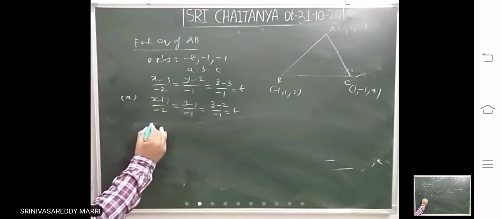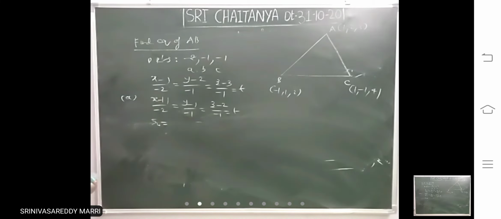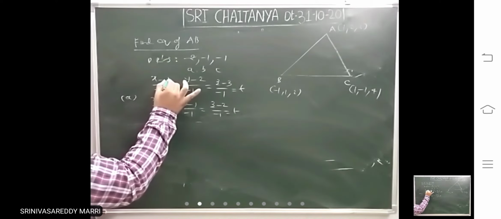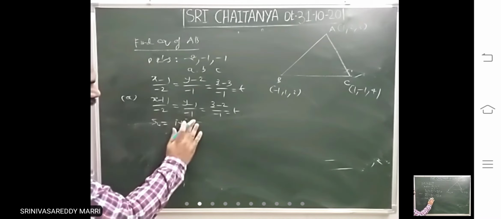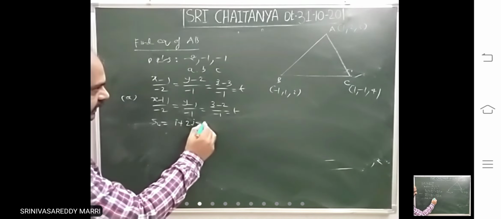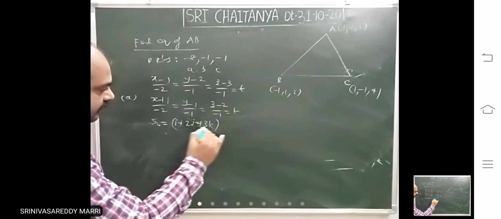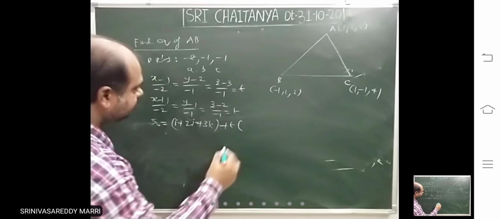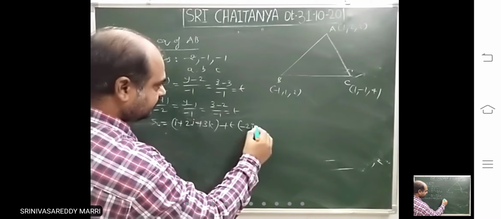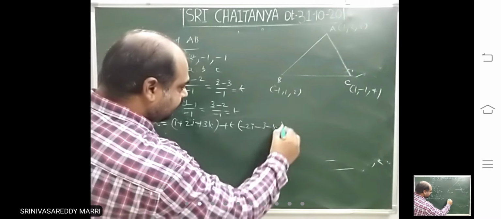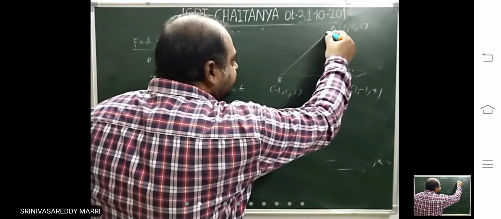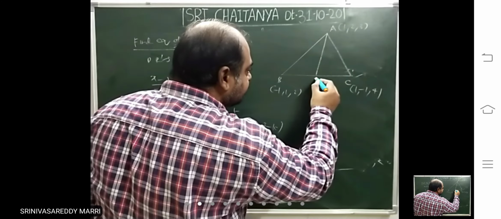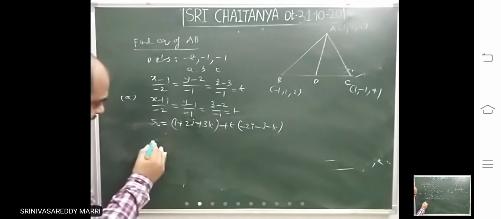Suppose you want to write this same line in vector form. The point is 1, 2, 3, that means i plus 2j plus 3k plus t times (minus 2i minus j minus k). This is the line in vector form. Suppose you want to write the equation of median AD.